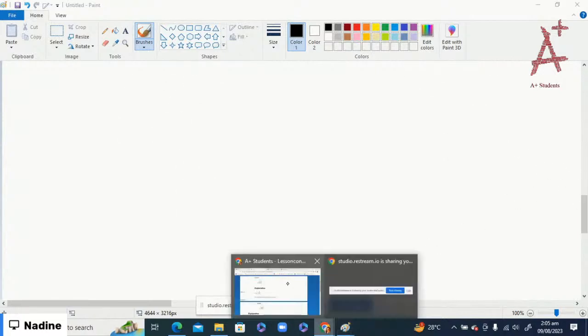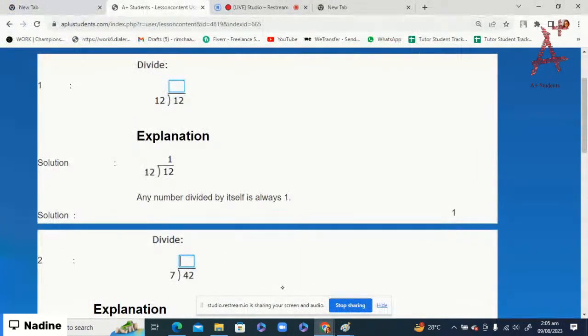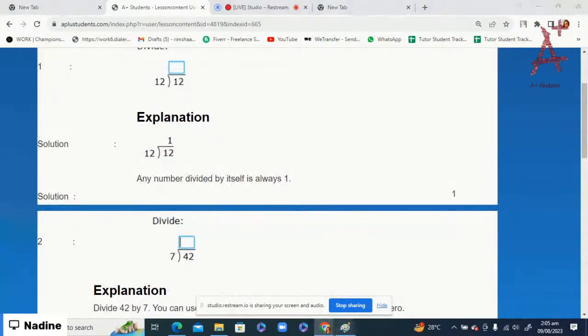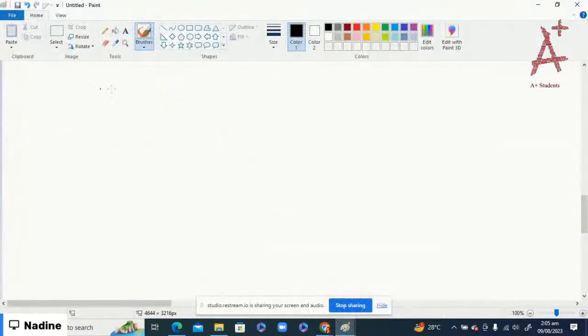Okay, let's do the next question. Here is 12 divided over 12. It means, and we already know that 12 times 1 is 12. Okay, now divide 7 over 42. Let's check this one. 7 divided over 42. Okay, so 7 times which number is 42?